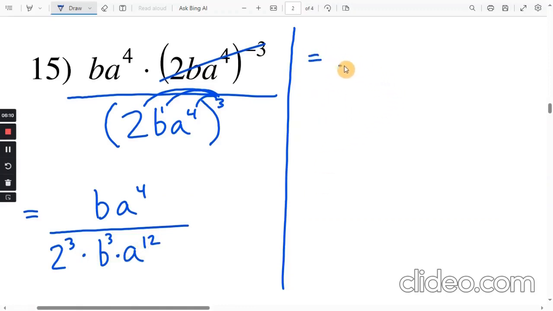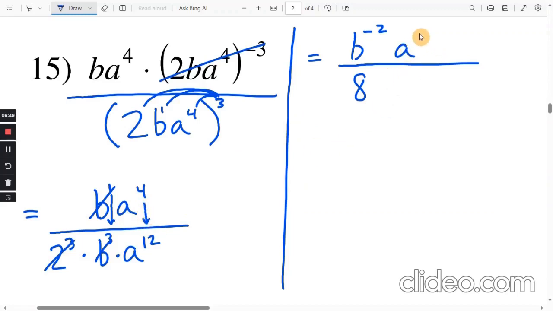All right, let's see. We'll do everything one at a time. 2 to the 3rd is just 8. That's in the denominator. And let's look at the b's. When there's no exponent, it's automatically 1. So we have the b. And when dividing, we said you subtract exponents. So the exponents on the b, 1 minus 3, that's negative 2. And we have the a. The exponents on the a's, we're dividing, so we subtract exponents. 4 minus 12, that's negative 8.